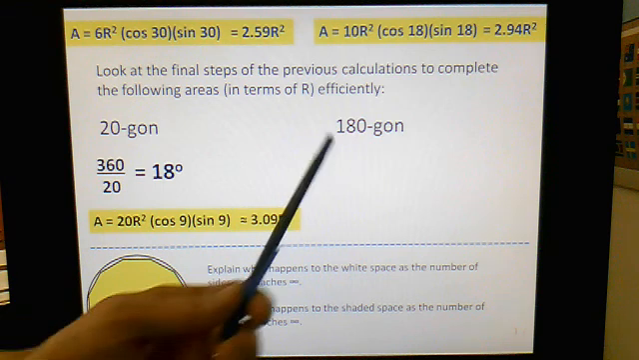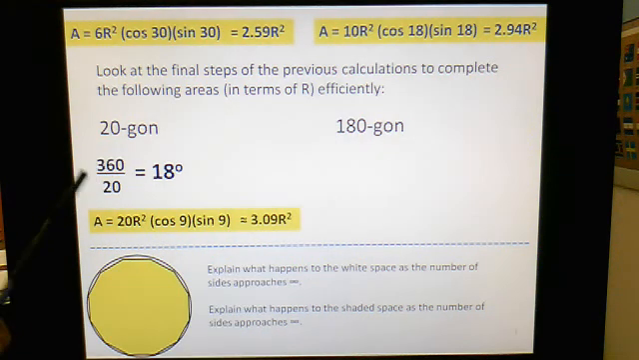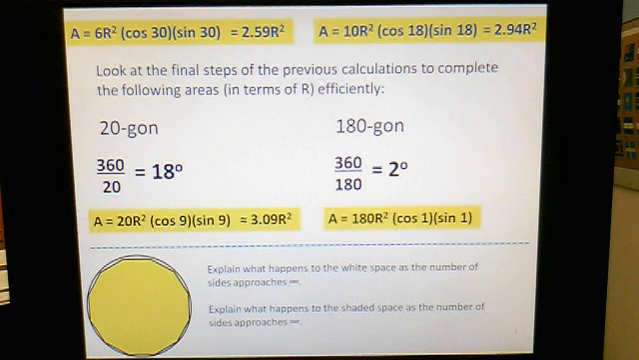Try it with the 180-gon. Same deal. Figure out this central angle. So you do 360 over 180. Really, really small angle now because there are so many sides. That central angle is only 2 degrees. Again, the apothem cuts that in half. So the area of a 180-gon would be 180, the number of sides, times r squared, times the cosine of 1 and the sine of 1.